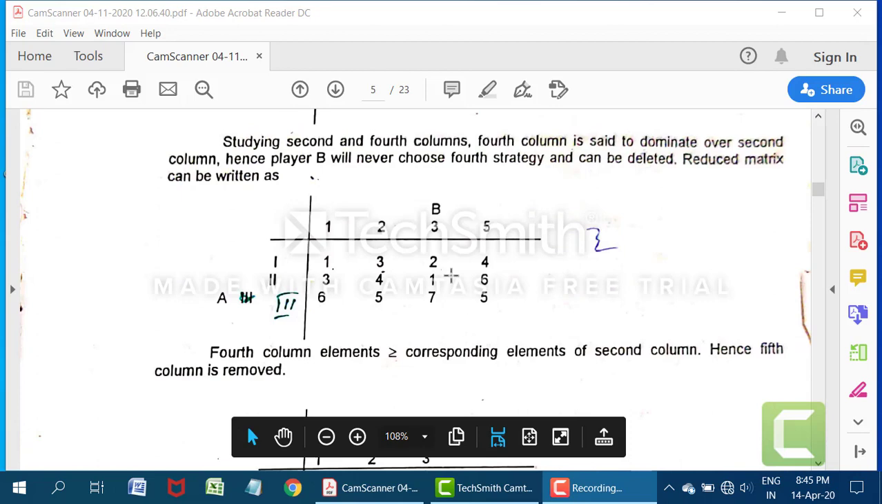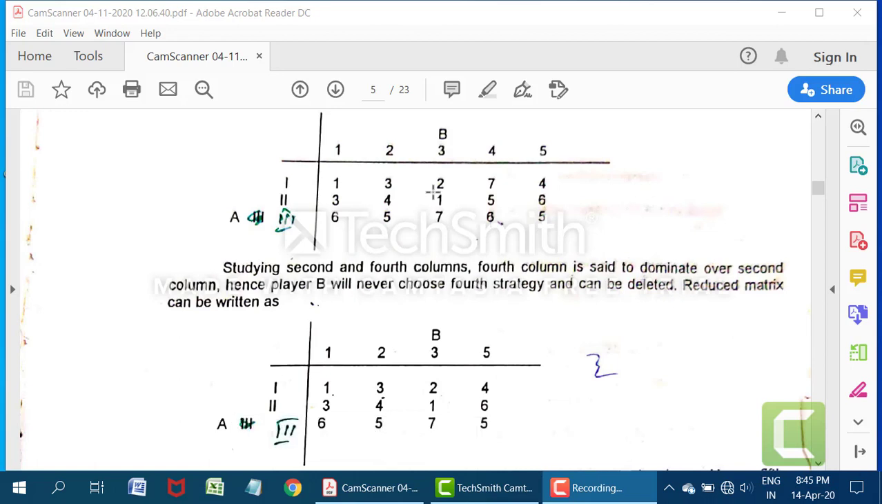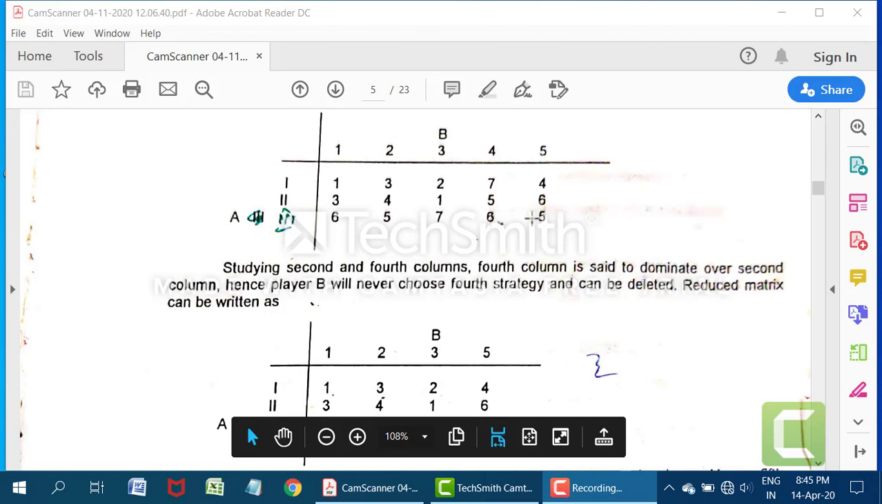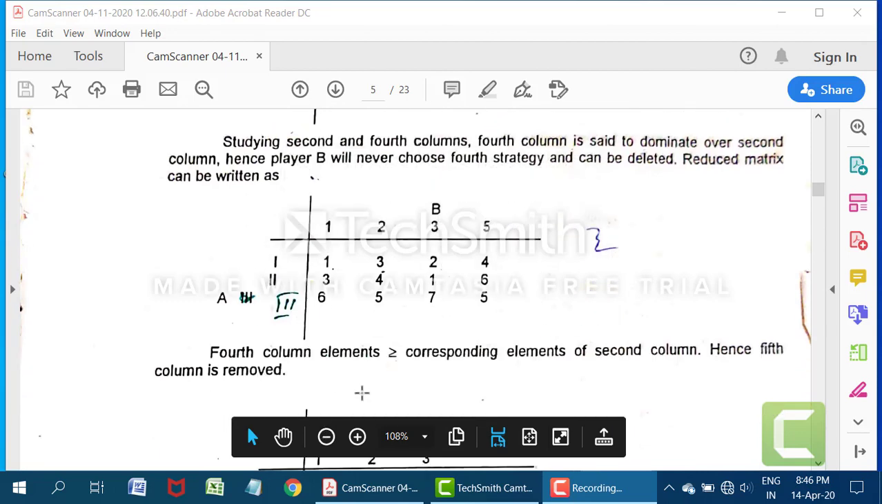Here something is deleted. So here third is compared with what? Fourth strategy. Player B will not choose the fourth strategy. Fourth is compared with third. Second and fourth. So 3, 4, 5, 7, 5, 6. Hence, the fourth column will be deleted. So when the fourth column is deleted, the payoff matrix will be reduced to this size. When the fourth column is deleted, the game will appear like this. The fourth column elements are greater, so it was deleted.